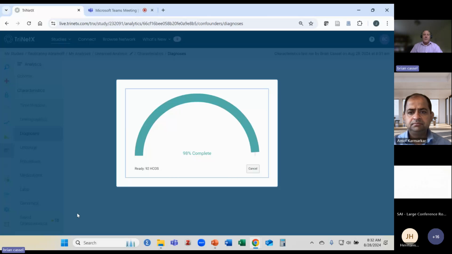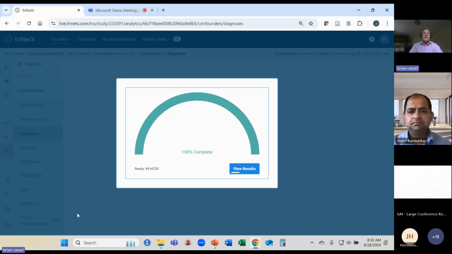A little bit slower than we'd like for a live demo, but considering it's chomping through 5 million patients worth of data, it's pretty darn fast.